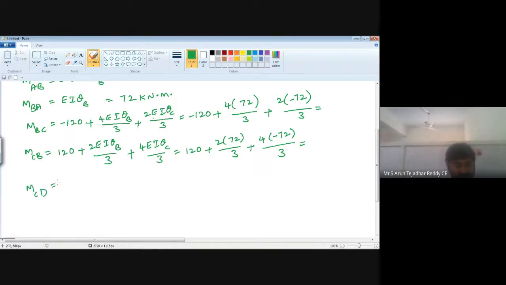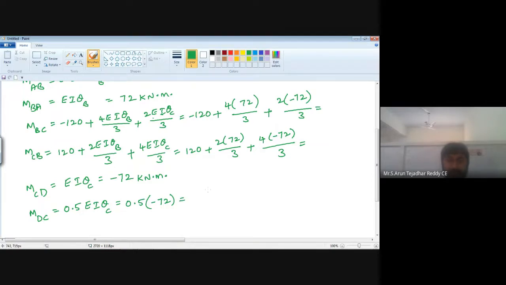Next, MCD, that is the fifth equation. So the fifth equation we have EIθc, that's it. Already we know that the direct value EIθc is minus 72 kilonewton meter. Okay, next, the last final moment, MDC. What is the value of MDC? We got 0.5 EIθc. So 0.5 into the EIθc value, minus 72.